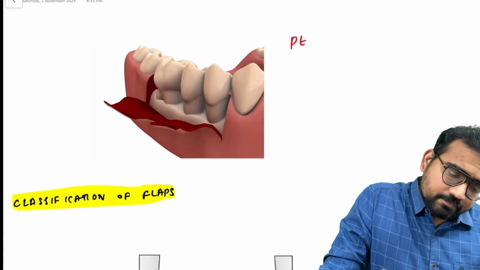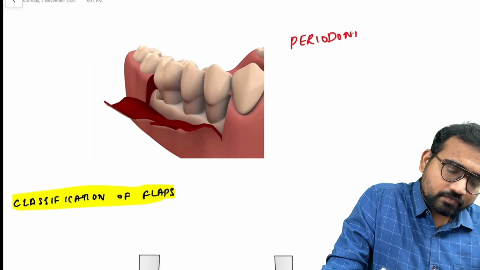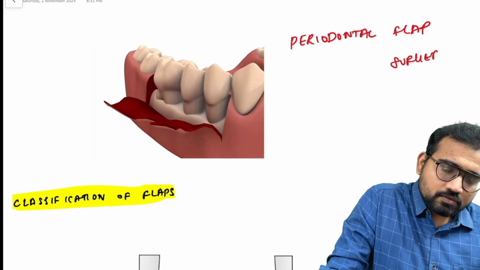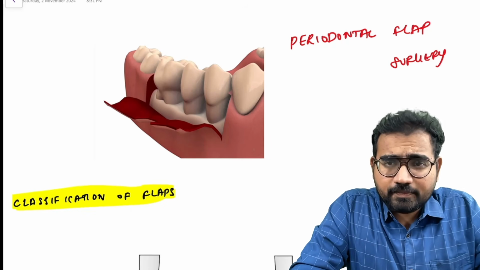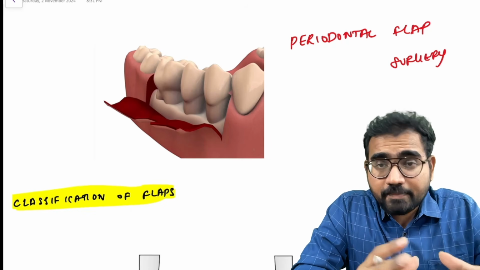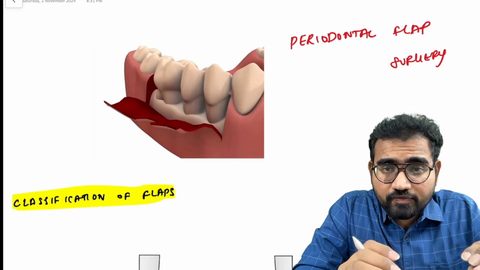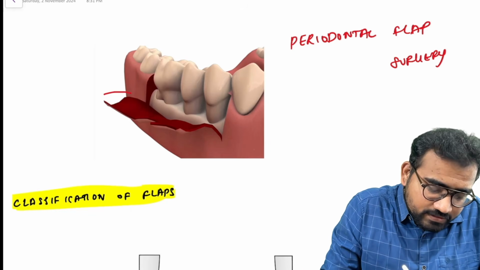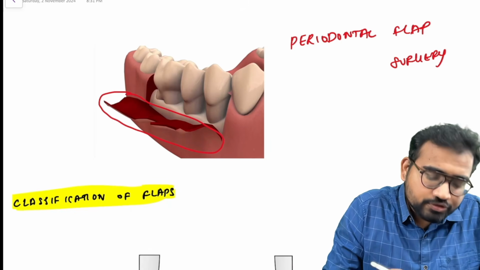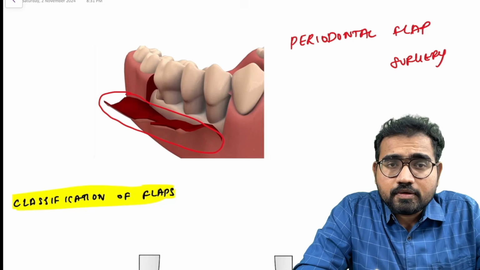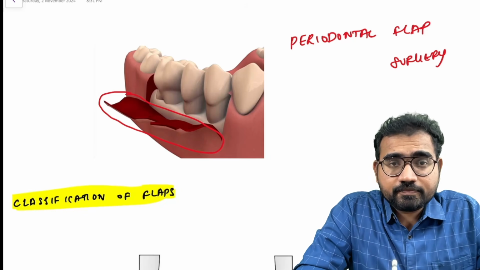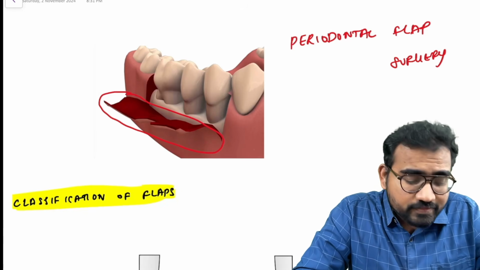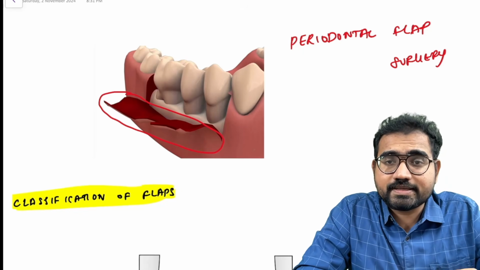Periodontal flap surgery, one of the key aspects in perio. So what is a flap? A flap in any part is a section of tissue. In this case, it's going to be a section of gingiva. You see here, this portion of gingiva, where I'm going to give an incision, I'm going to elevate with the periosteal elevator and reflect it away from the bone. This portion of gingiva is called the flap.